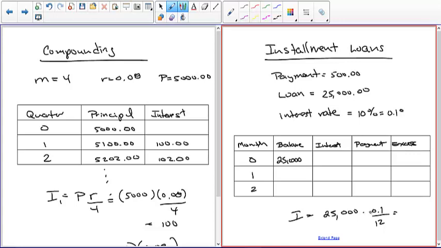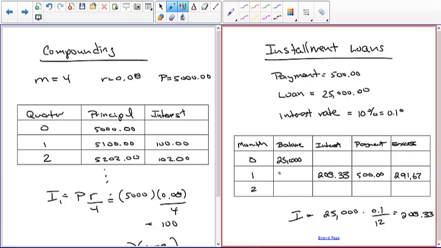The reason I am hesitating is because my interest is much higher than I expected. Oh, it's because I didn't enter my calculator right here. So $208.33. Okay, so that's my interest first month. My payment's $500. The difference between those two is my excess, $291.67.